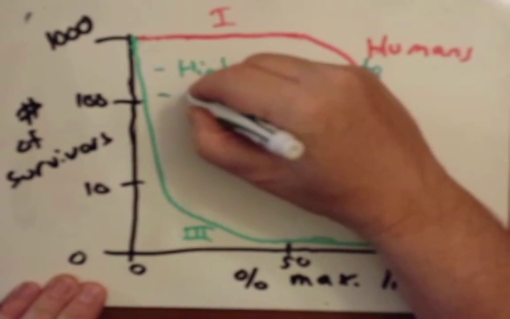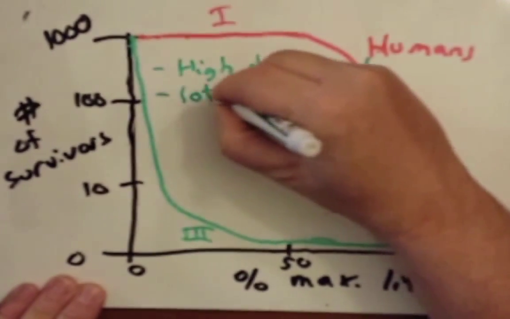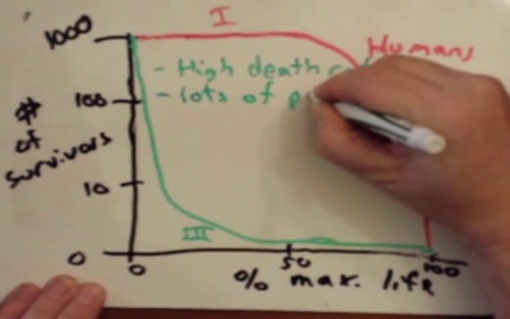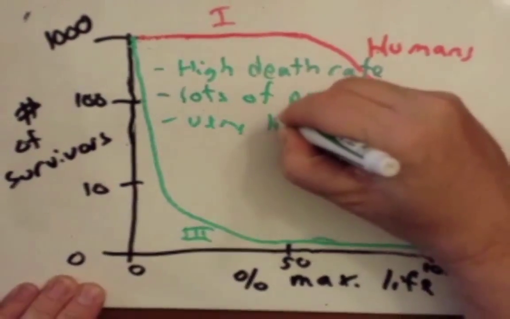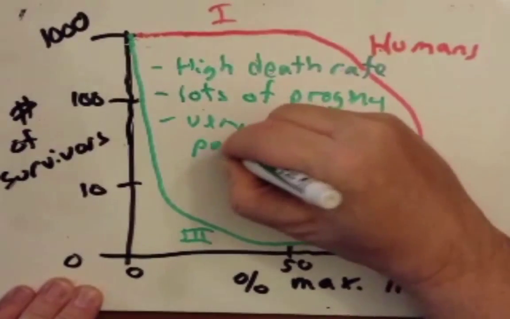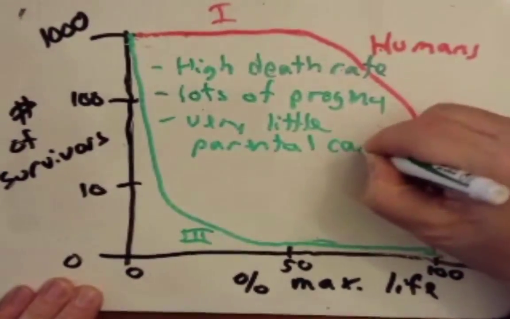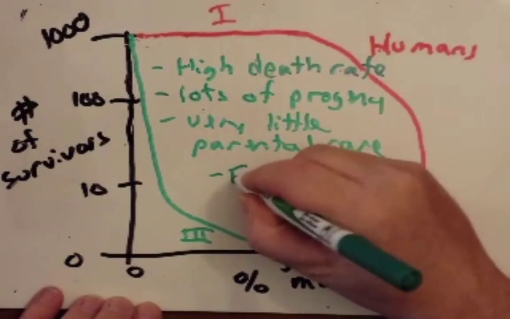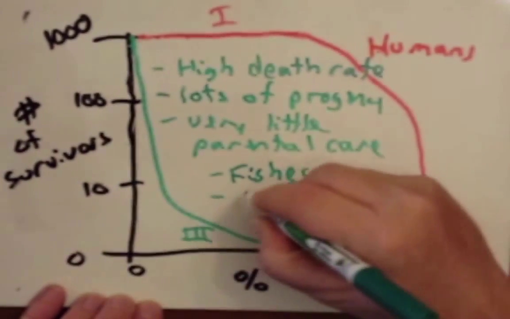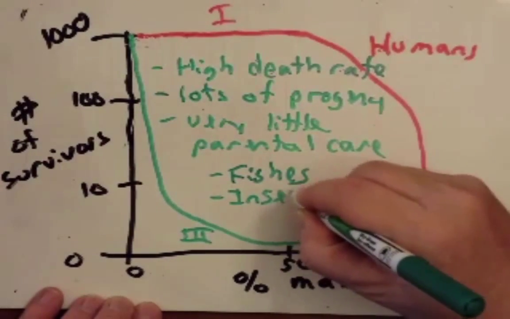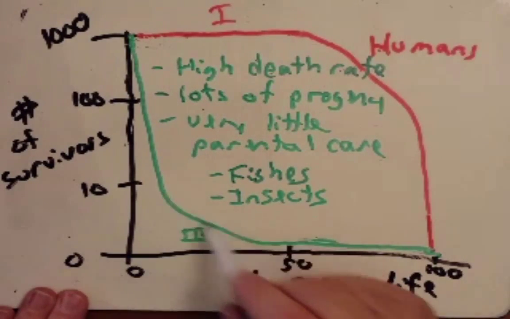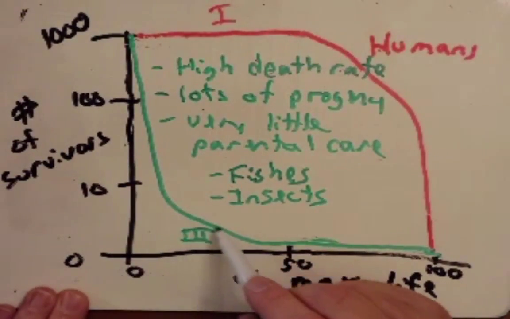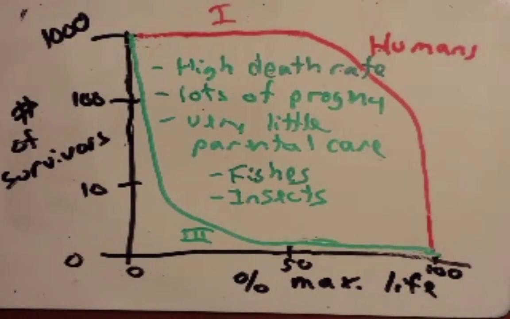In this case, usually these organisms produce lots of progeny, so a high number of progeny, with very little parental care. So we would see as examples of this many kinds of fishes, insects, lots of invertebrates would fall into this category. Many kinds of plants would fall into this category as well. One key thing, though, to look at is we see those that do survive actually will reach the maximum life and do quite well. But there's this huge drop-off at the very beginning.